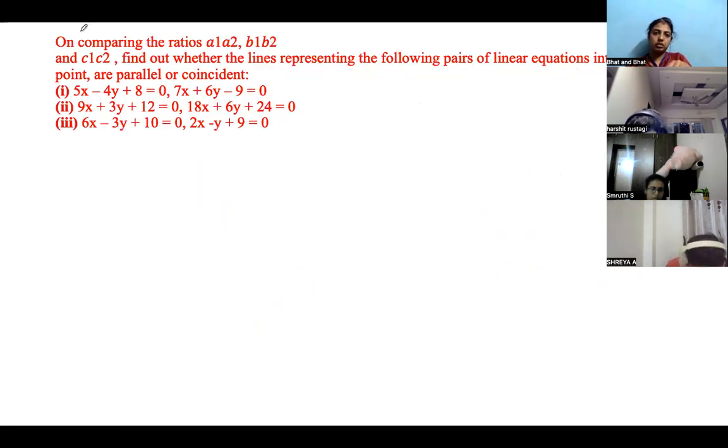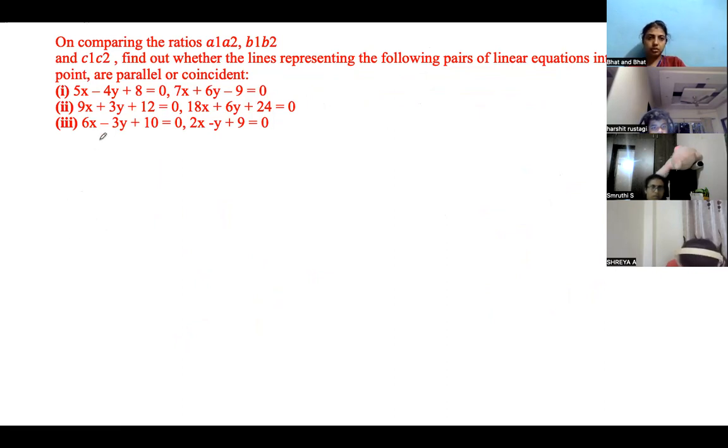So what is the next question here? On comparing the ratios A1, A2, B1, B2, and C1, C2, find out whether the lines representing the following pairs of linear equations intersect at a point, are parallel or coincident. That we already know, we have been doing it, correct?